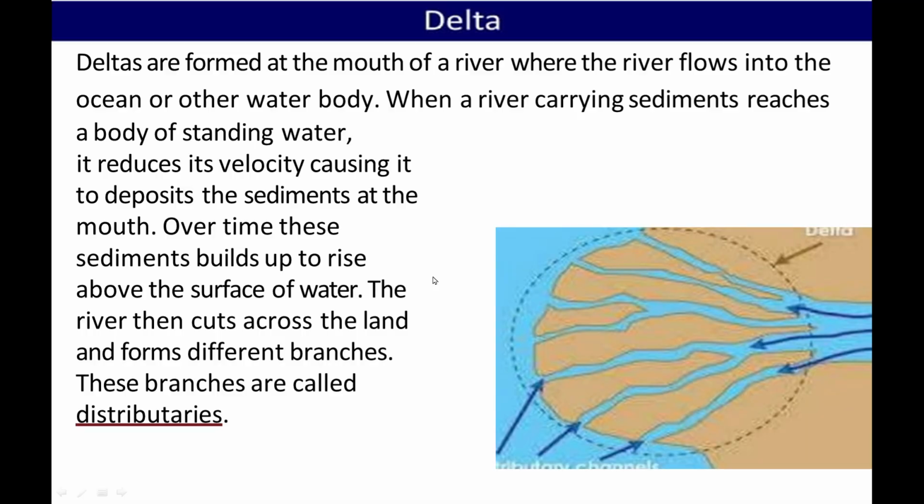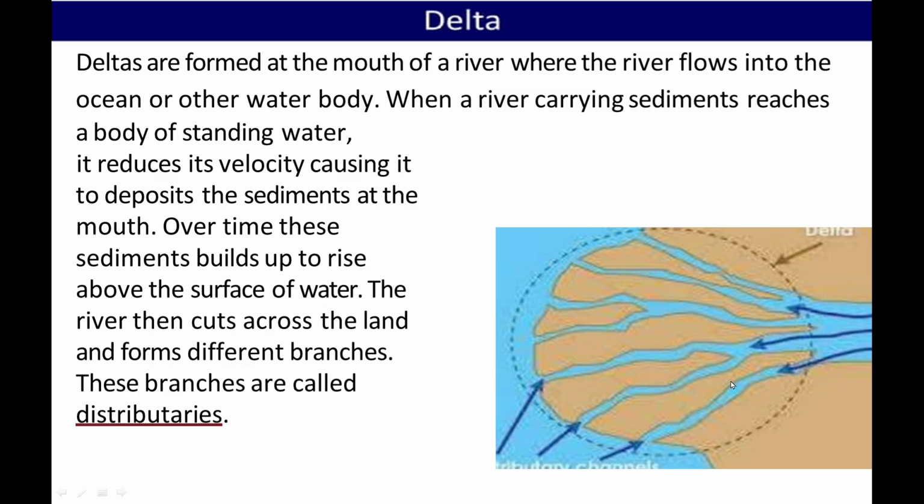Students, as the river approaches the sea, the speed of the flowing water decreases and the river begins to break up into a number of streams. We can see here the number of streams. So many streams are there. These are known as the distributaries.